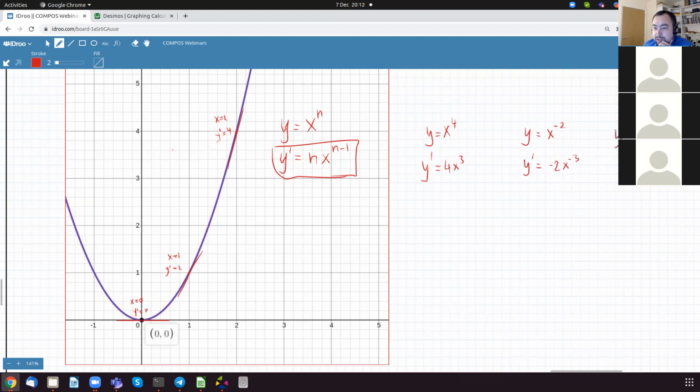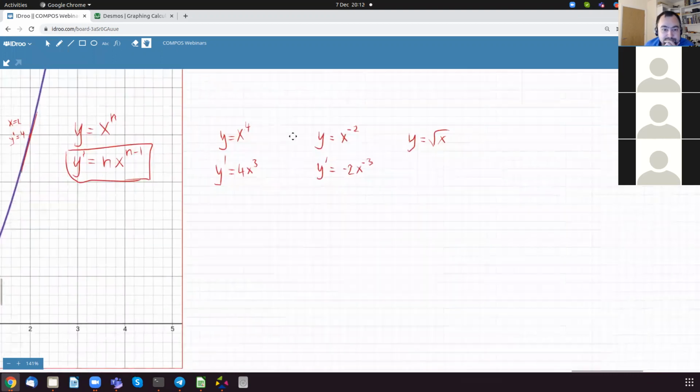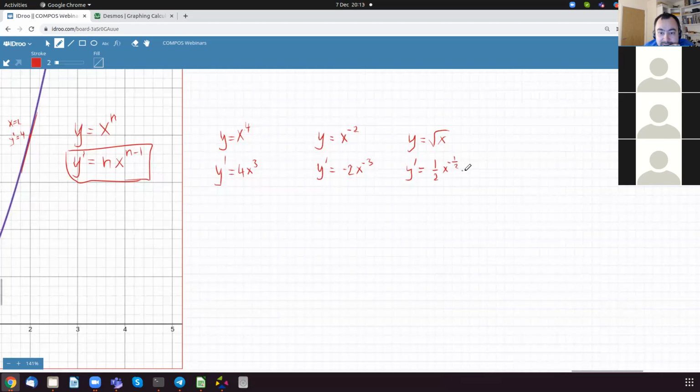Let's do a trickier one. y equals square root of x. What is the gradient? 1/2 x to the power minus 1/2, exactly. And you can simplify this to 1/2 root x. So the gradient of this function is this. Well, we call it the gradient function. It tells you the gradient for any x.